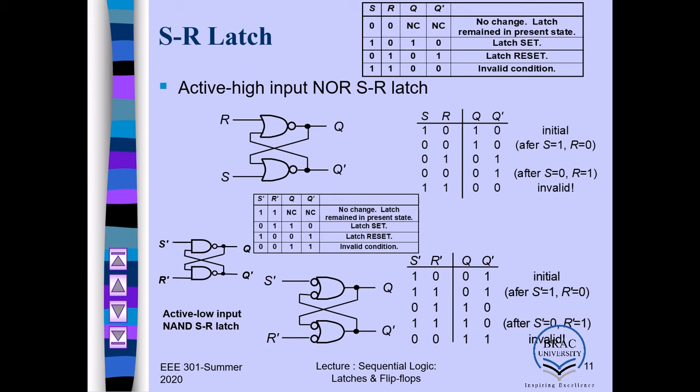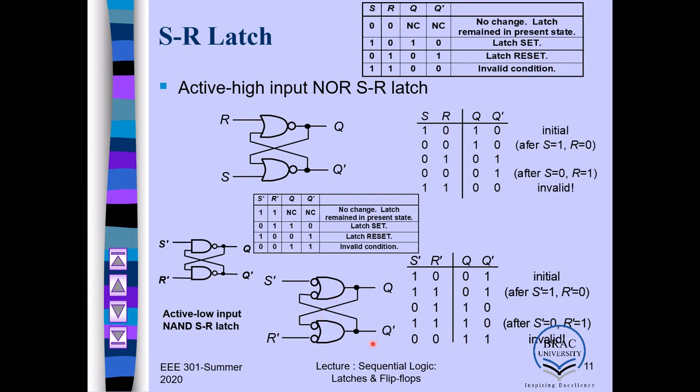Then the next one, 0, 1. 0, 1 means reset. So Q becomes 0 and Q prime is inverted to 1. Then 0, 0 again, no change. Then 1, 1 is invalid. For the active low input NAND SR latch, it can be represented as this one.